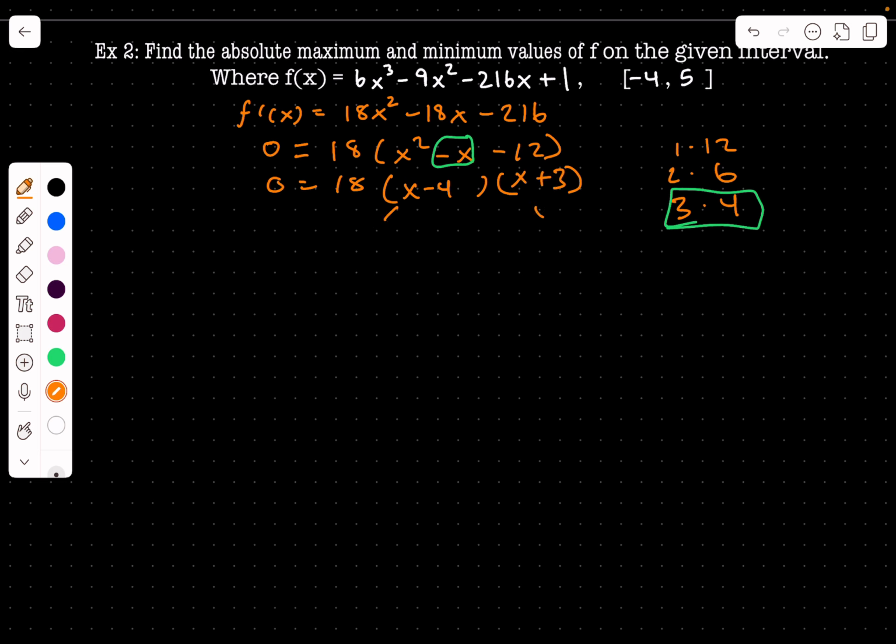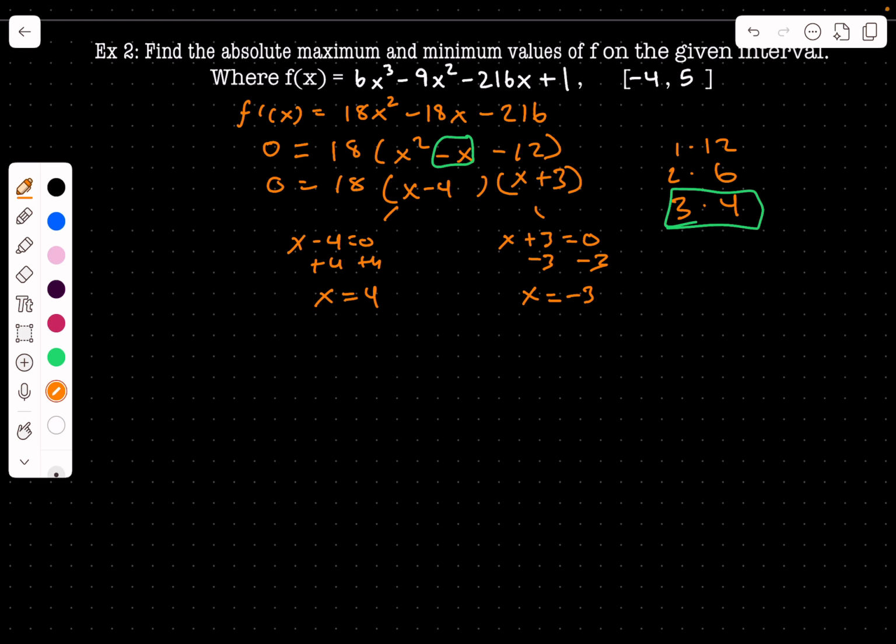Then we're going to set these two equal to 0. We're not going to set the 18 equal to 0 because it's not going to give us an x value, so we don't care about that. All right, now let's just solve like normal. We're going to get x by itself. x equals 4, x equals -3. So these are critical values. So let's see if they fall within our interval. And would you look at that? They do. So that means we can proceed with evaluating them.